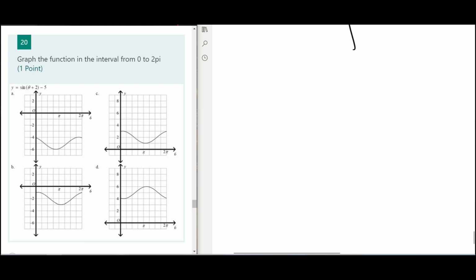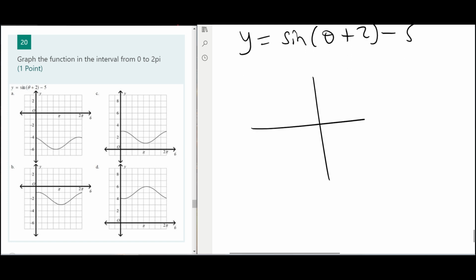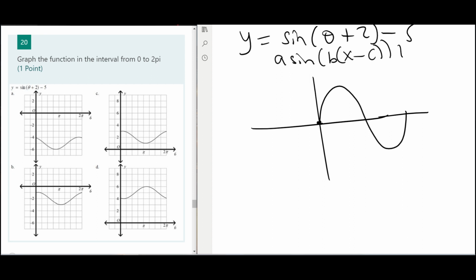All right, we're finished. We're trying to wrap up here. Number 20, let's graph the function in the interval from 0 to 2 pi. So we have y equals sine of theta plus 2 minus 5. Remember that the sine looks like this, right? Remember what the plus 2 does. The plus 2 is essentially my phase shift. The function was a sine b x minus c plus d. Well, the d is minus 5, which means this is shifted down 5.